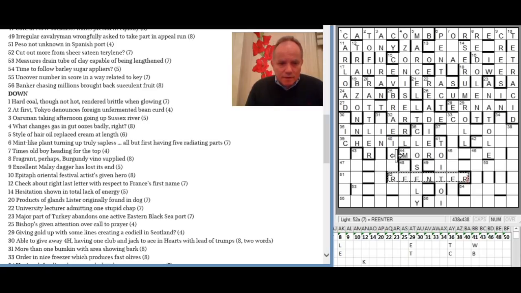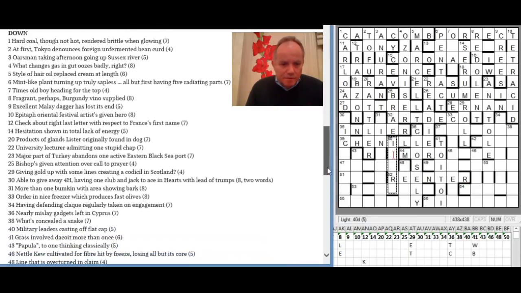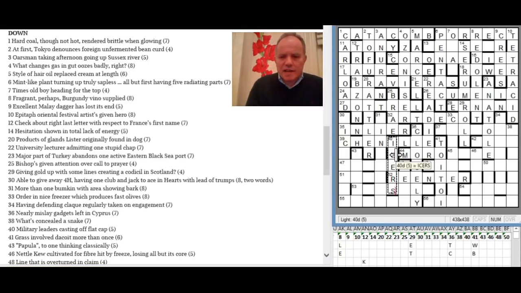40 down. Have another look at that. I've had a look before. Inert. Military leaders casting off. Officers casting, throwing away. Off gives us ices. So flat cap has to swap with some sort of murderer's definition.